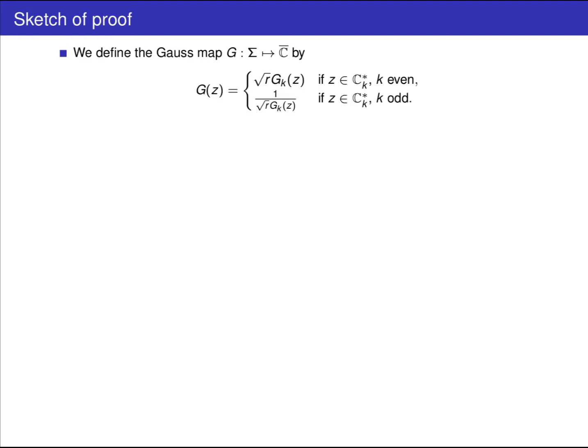So we'll define the Gauss map G from sigma into the extended complex plane as G(z) equal to the square root of r times g_k(z) if z is in the C_k star where k is even, and then equal to 1 over square root of r times g_k(z) if z is in the C_k star with k odd.